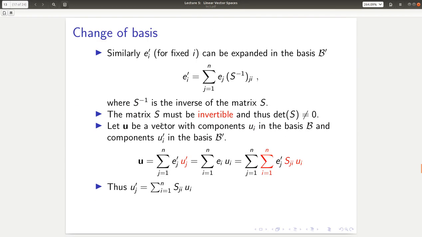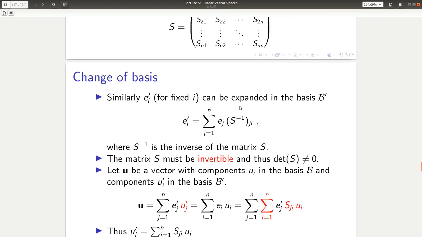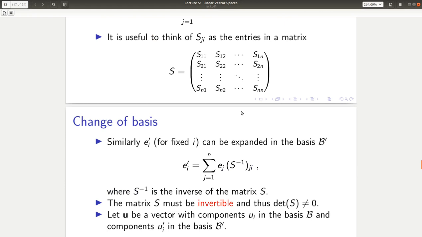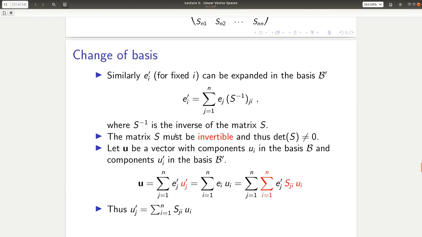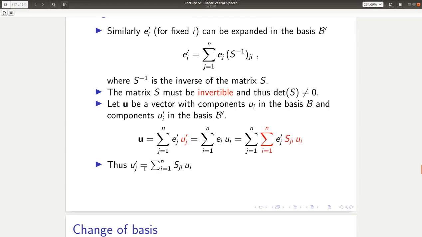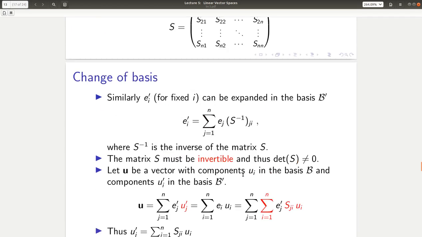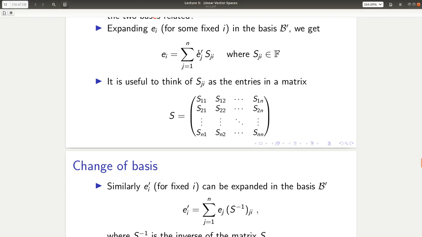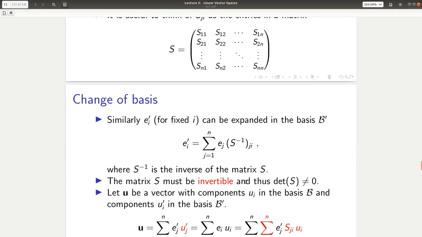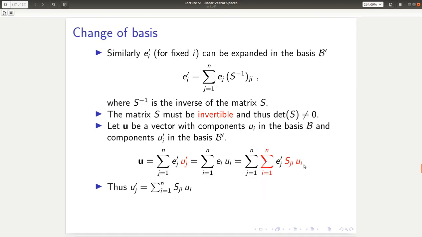So it's very important that the matrix S be invertible, and thus its determinant is not equal to 0. This is because both of them are bases, and we know that these two matrices must exist. That means S is invertible. Now let's ask how the components of a vector change, because we have seen how the basis change is given. So this matrix S or S inverse tells you how to go back and forth between the two bases. Okay, the matrix S must be invertible.